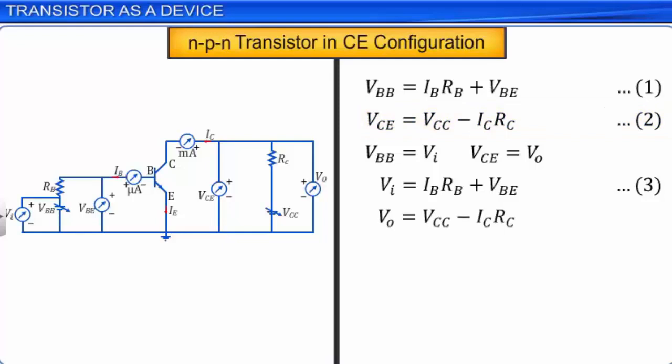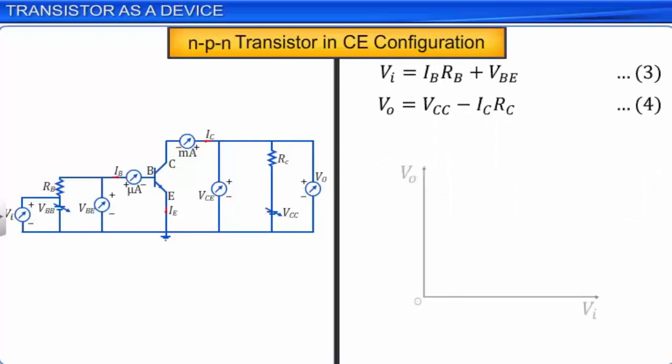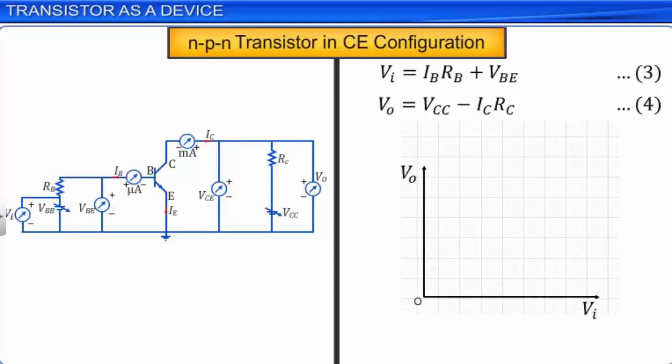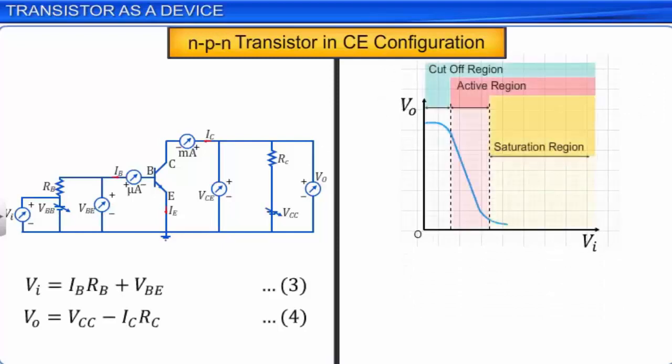Let us now discuss the change in the output voltage, VO, with the change in the input voltage, VI. In case of a silicon transistor, the cutoff voltage is 0.6 volts. As long as the input voltage VI is less than 0.6 volts, the transistor is in the cutoff state and the collector current IC is 0. Then from equation 4, the output voltage VO is equal to VCC.